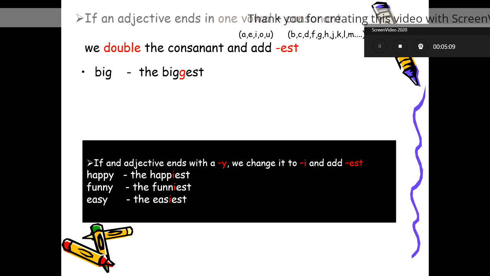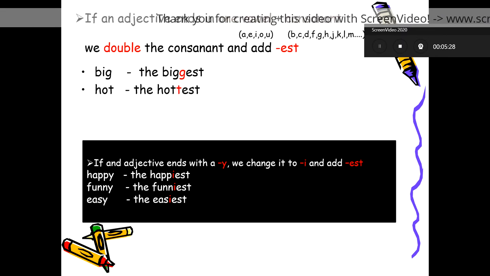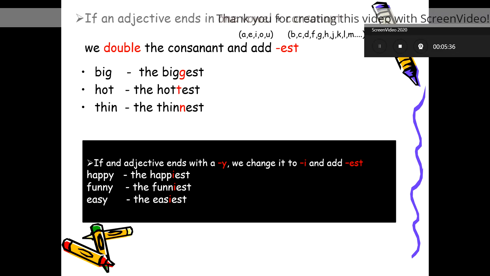So big will be the biggest. Yes. Why we doubled the G? Because it's one vowel, one consonant in a short adjective. Don't forget, short adjective ends with one vowel, one consonant. We will double before adding. Hot, vowel O, consonant T. Yes, short adjective. If we want to add est, we will do what? Double the last T. Hottest.